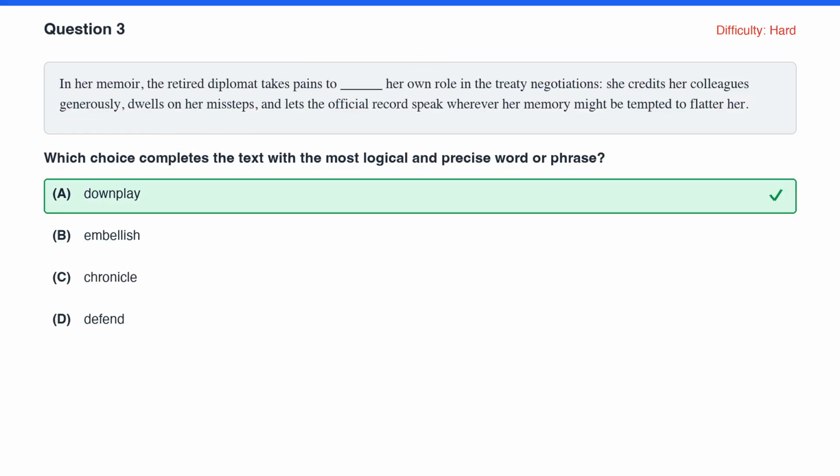Downplay fits because every example minimizes her, crediting others, owning her mistakes, and deferring to the official record. When a colon lists evidence like this, let those examples define the blank before you ever read the answer choices.